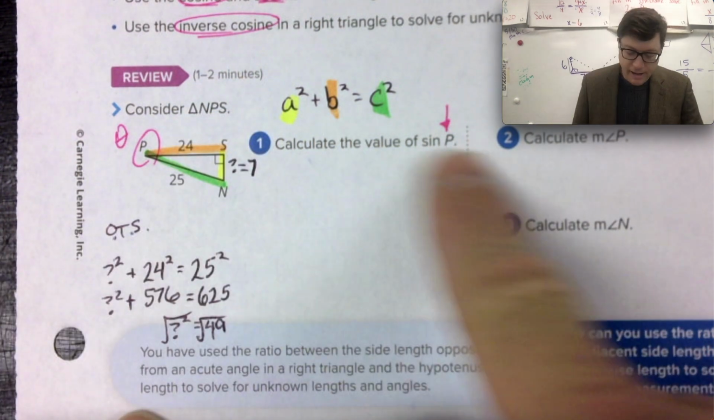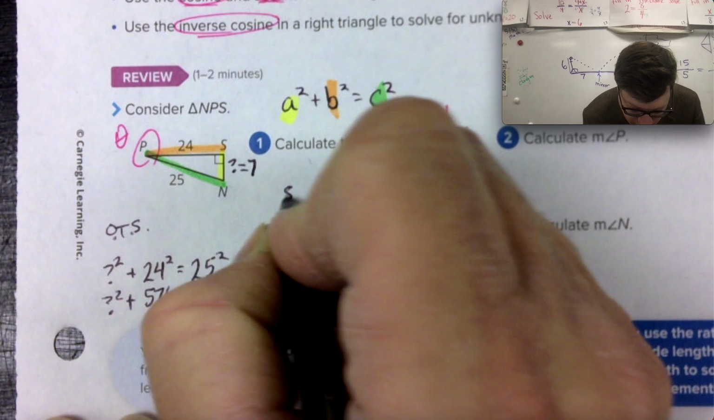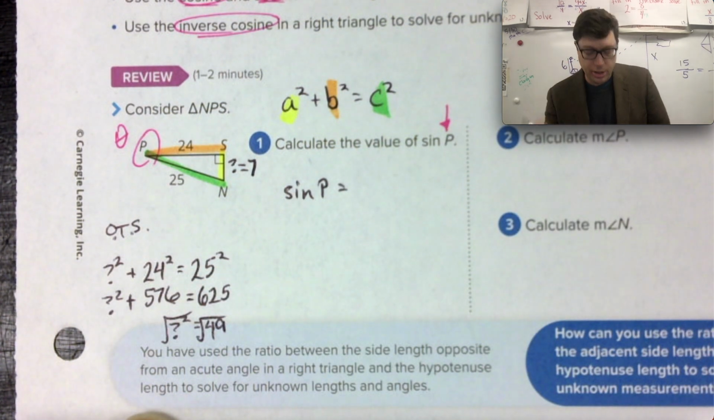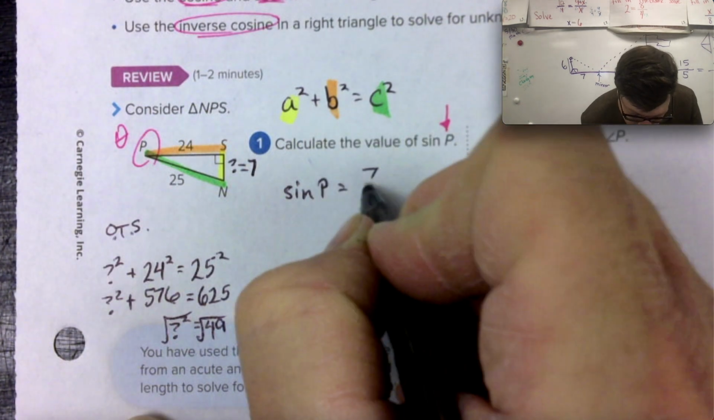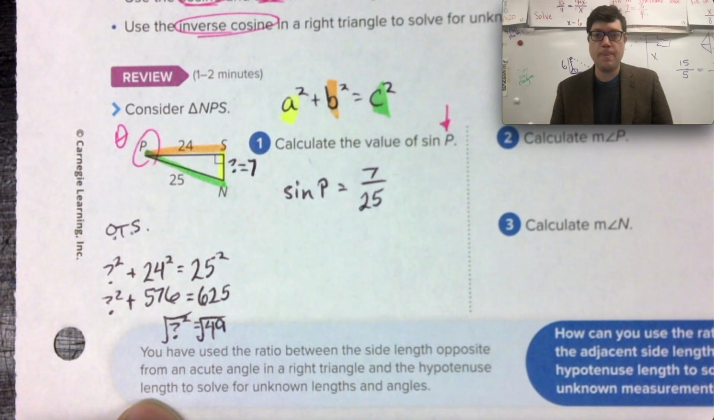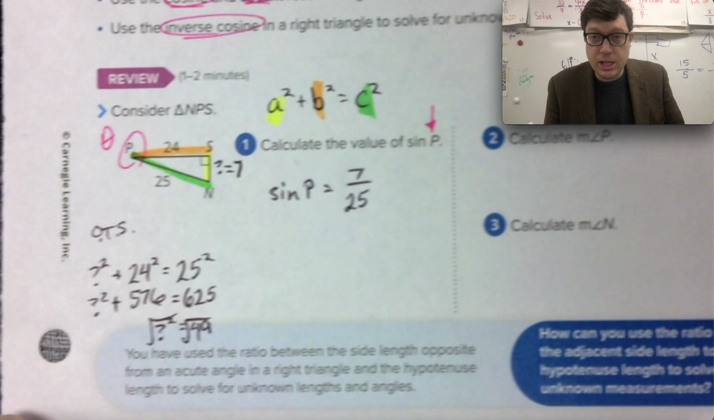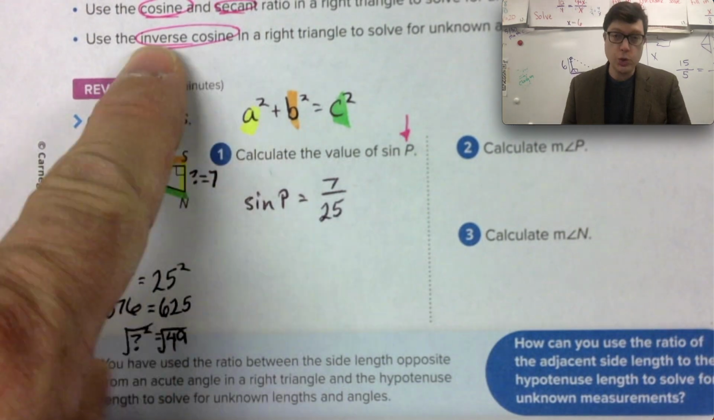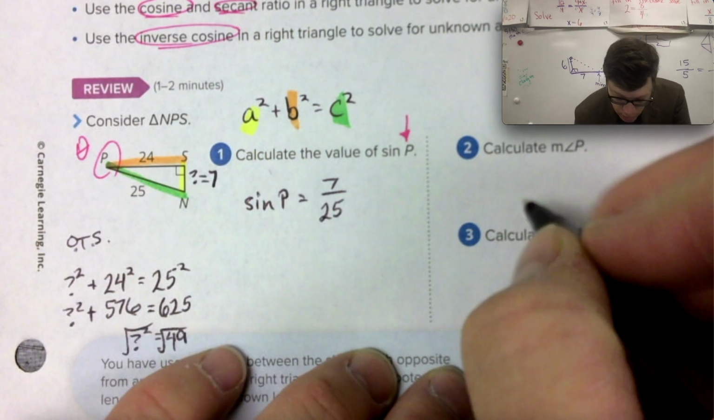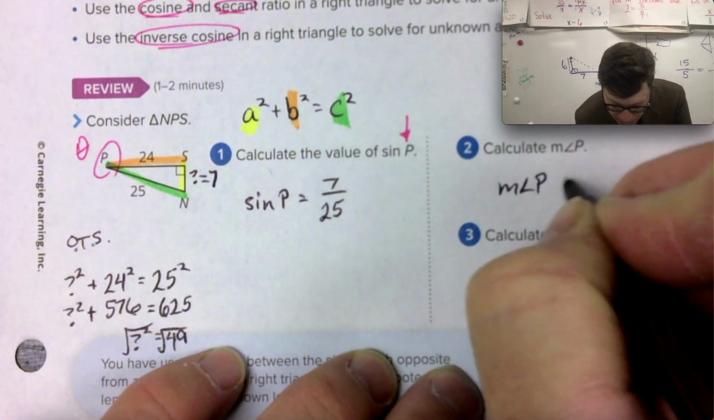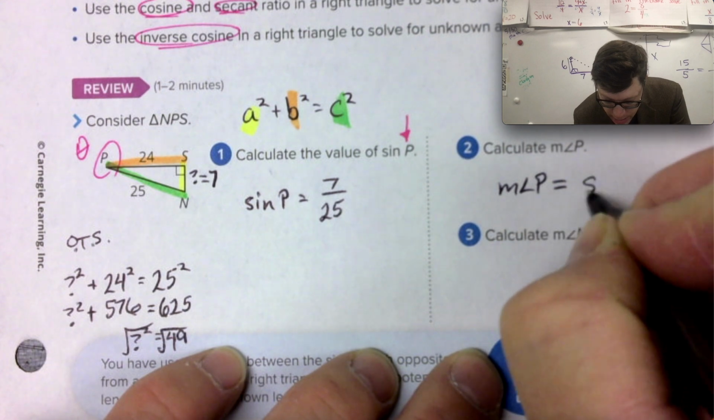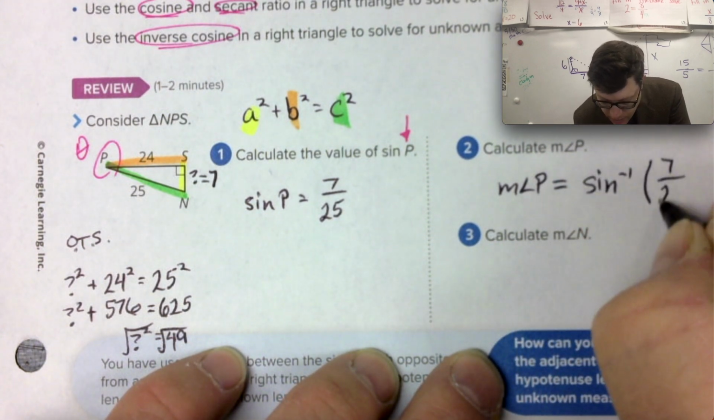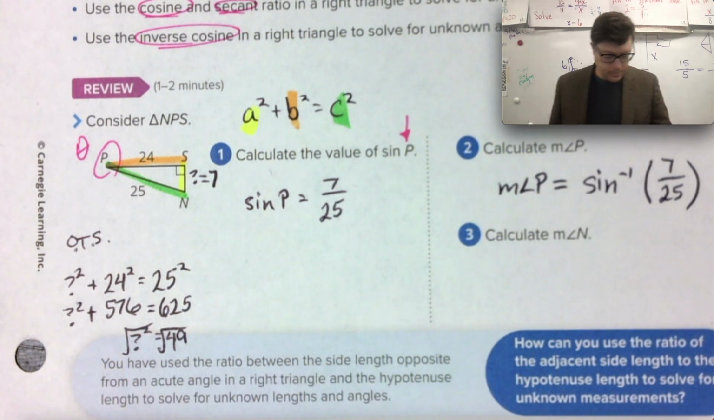Now to calculate the value of sine P, the sine of angle P, it's the opposite divided by the hypotenuse. That would be 7 over 25. Next up, calculate the measure of angle P. If you don't know the measure of the angle, use inverse. So the measure of angle P will equal sine inverse of 7 over 25.